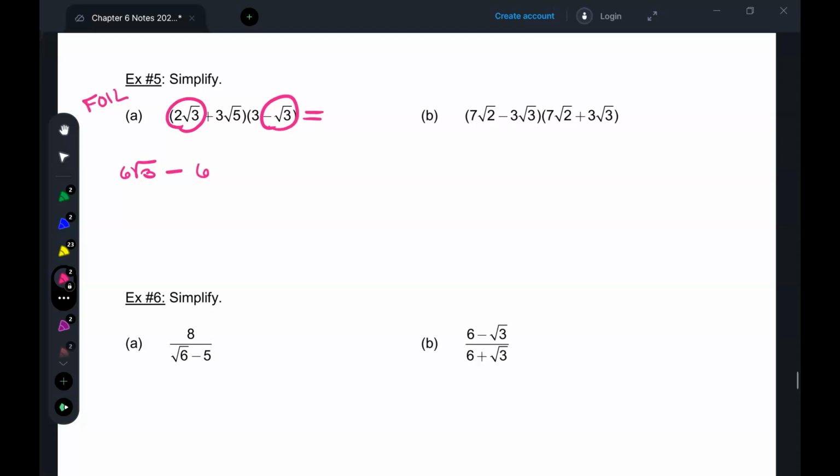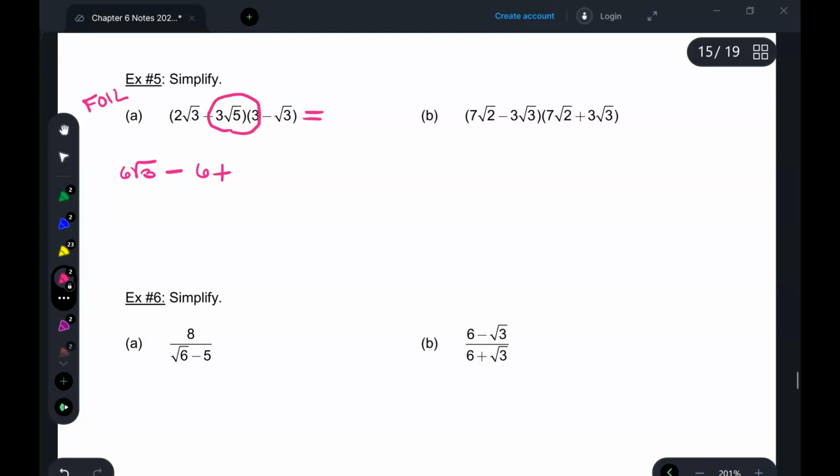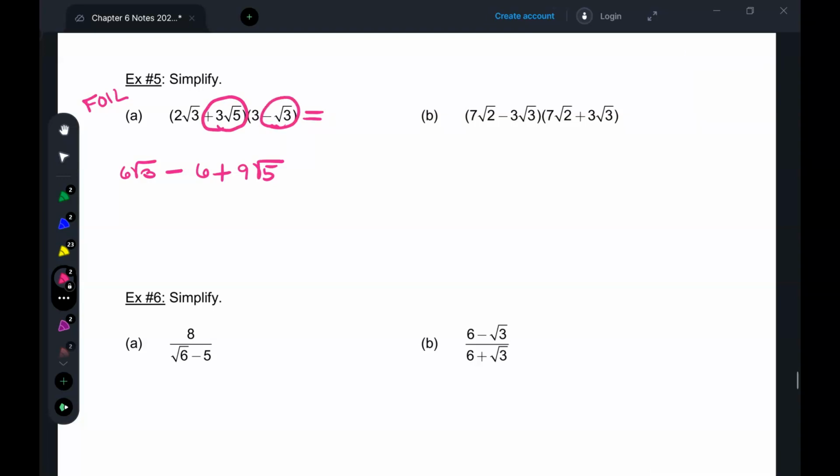Now we'll do the inside, so that's going to be a plus 9 root 5, right? Because I can't combine anything else. 2 root 3 times negative root 3, so root 3 and root 3 just become 3. 2 times 3 gives us 6. Okay, how about the last? So it's going to be minus 3 root 15.